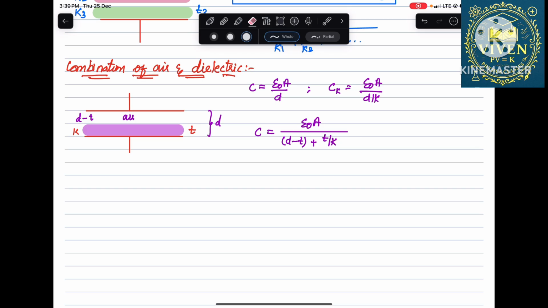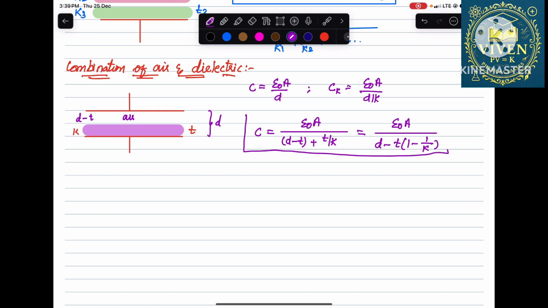On rearranging the terms, what do I get? Epsilon naught A by D minus T into 1 minus 1 by K. So this formula I can use for the combination of air and one dielectric.